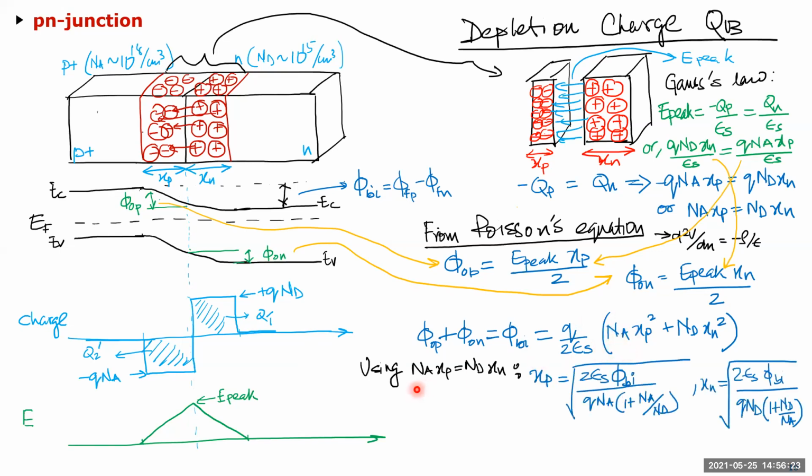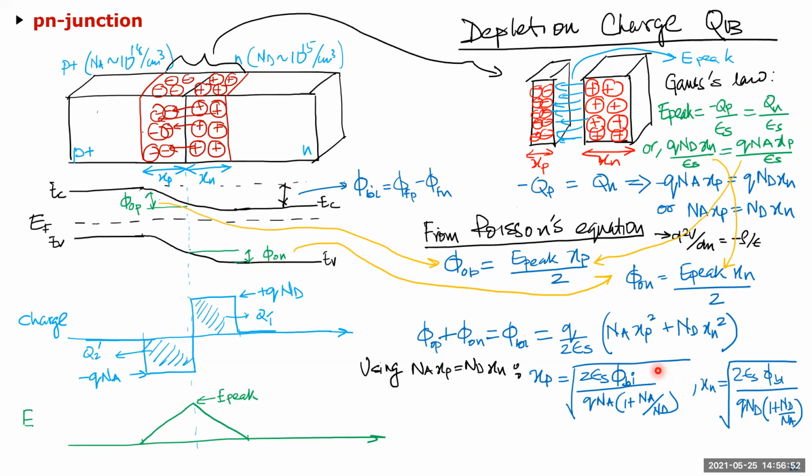Okay, and then if you use this expression Na times Xp equal to Nd times Xn, substituting here either Xp or Xn, then you get the length on one side as a function of doping concentrations Na and Nd, right? So if you know the acceptor concentration, the doping concentration, then you know the length of this depletion region. Or if you want the N side, you can do the same thing and see the N side as well.